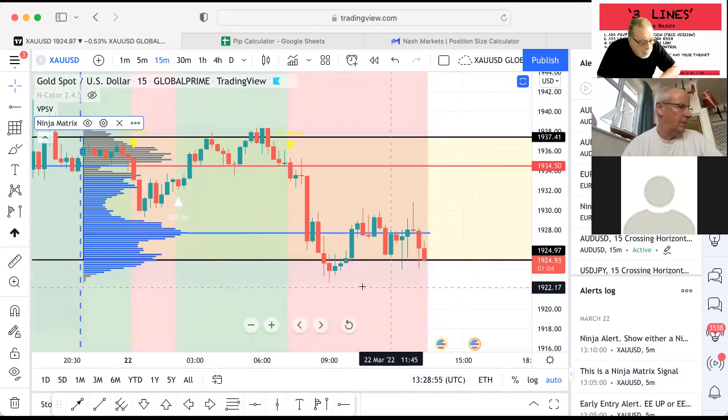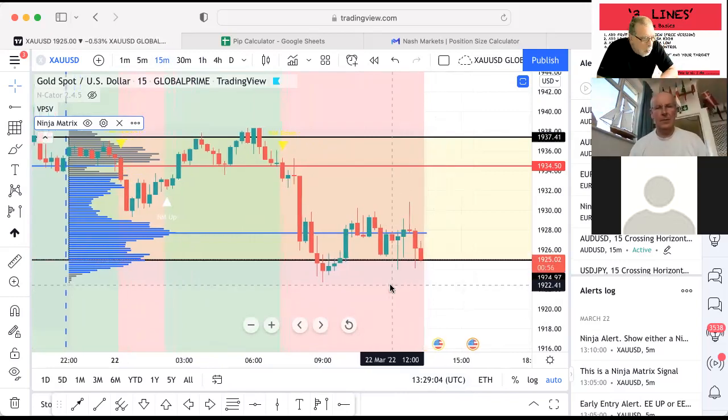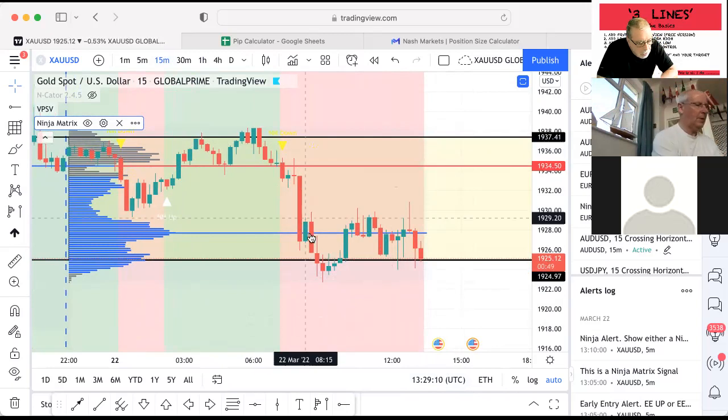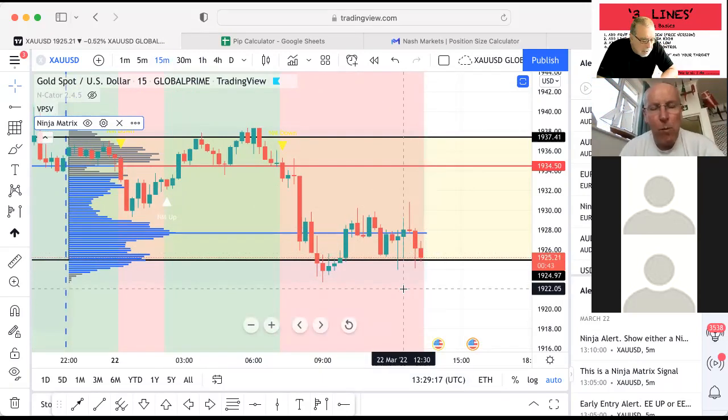And so, yes, we're looking at selling according to the matrix. The matrix started, you had a Ninja Matrix down at that point, and it's continued. Even though it went up at that point, it's still in a selling mode.